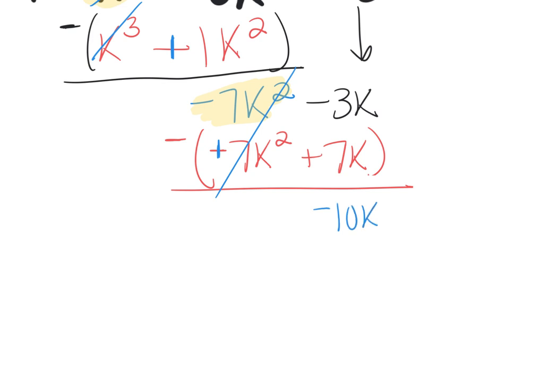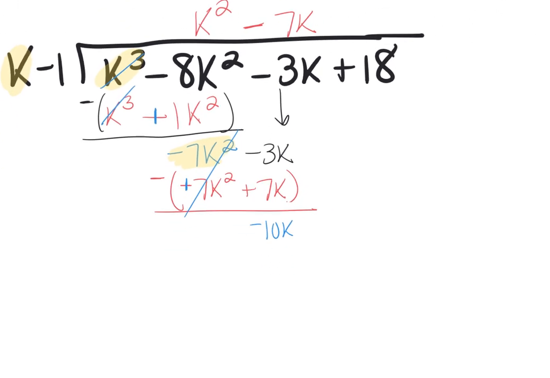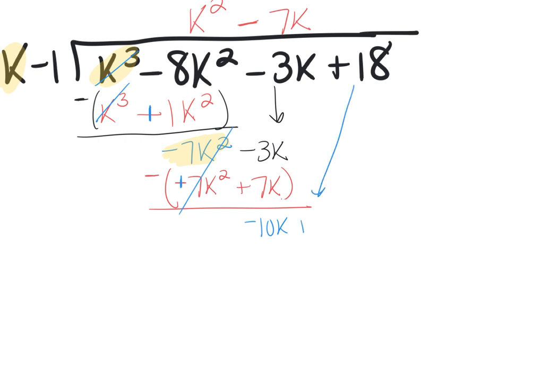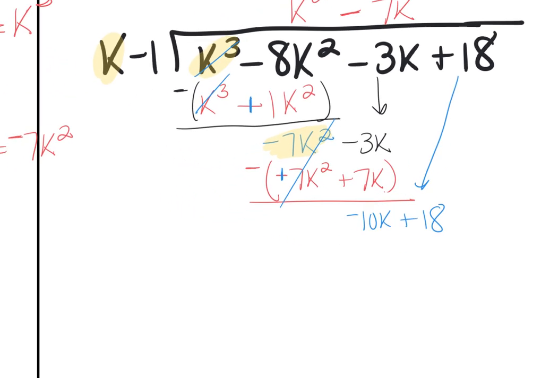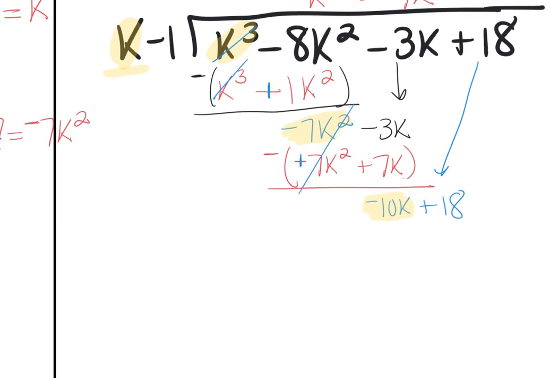So after we subtract, the next step that I do is I bring down. I've got one more term to bring down. That's my 18. This will be my last step. I've got that k on the outside. I'm thinking k times what could get me negative 10k.